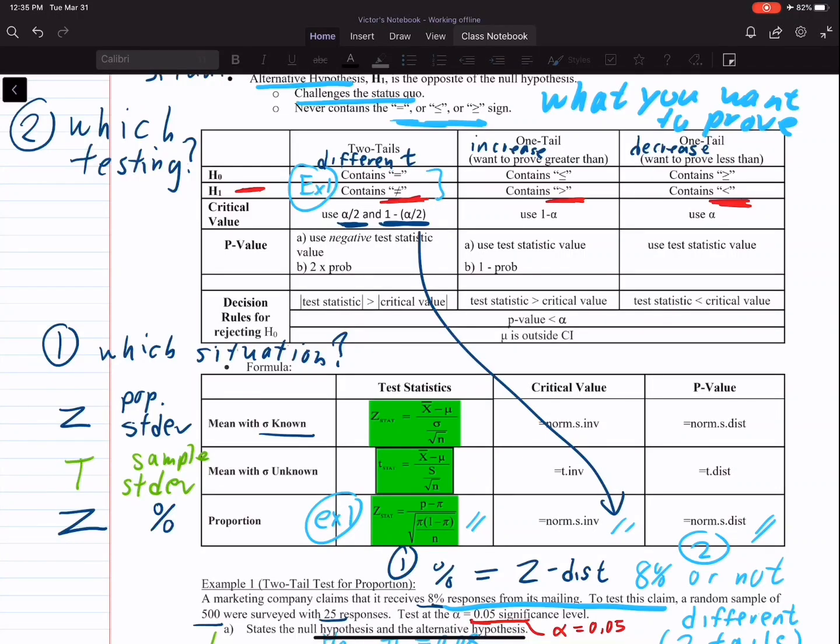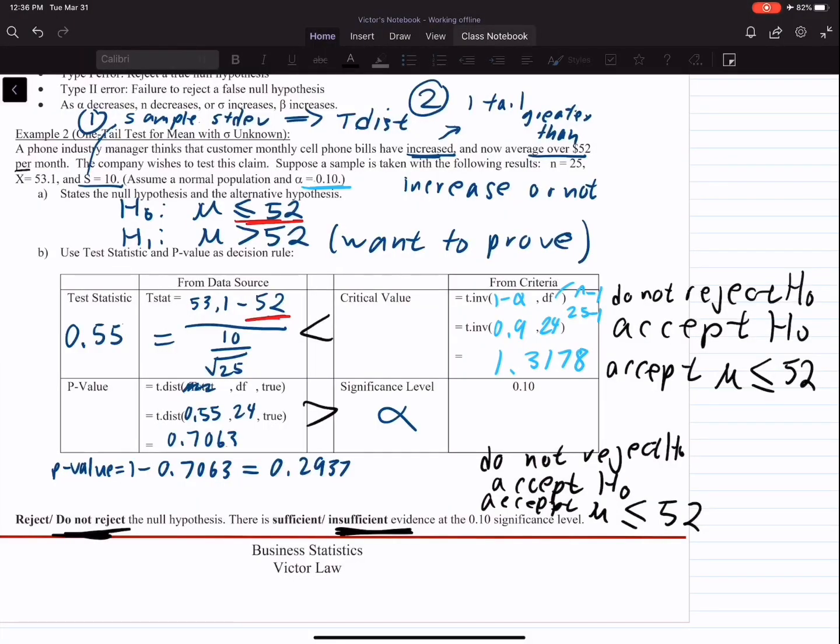So the first way is we can compare the test statistics with the critical value. We know that the test statistics is less than the critical value, so 0.55 is less than the 1.31. So therefore, we do not reject H null, we accept H null. We accept that the mean is less than or equal to 52.